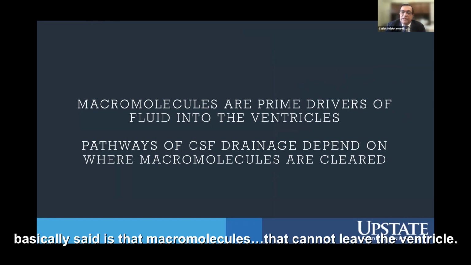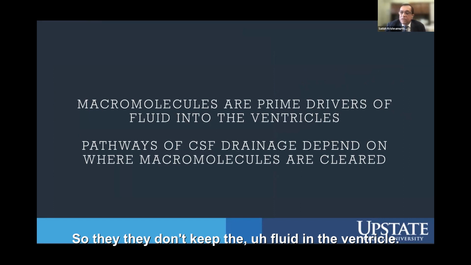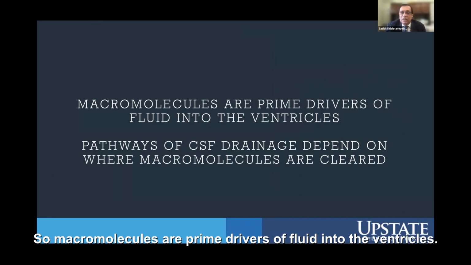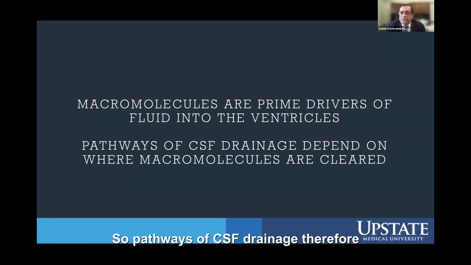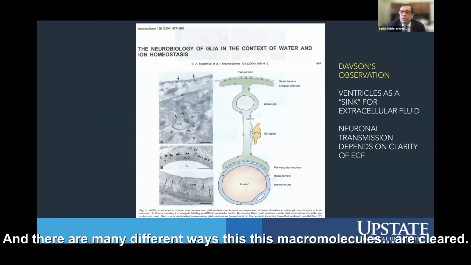So what we have just basically said is that macromolecules cannot leave the ventricle. The small molecules are also osmotic drivers, but they can leave the ventricle, so they don't keep the fluid in the ventricle. So macromolecules are prime drivers of fluid into the ventricles. So pathways of CSF drainage, therefore, should be where the macromolecules are cleared. And there are many different ways these macromolecules are cleared.